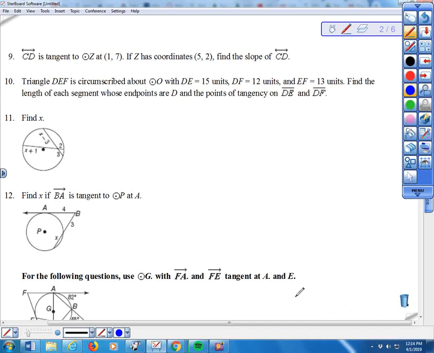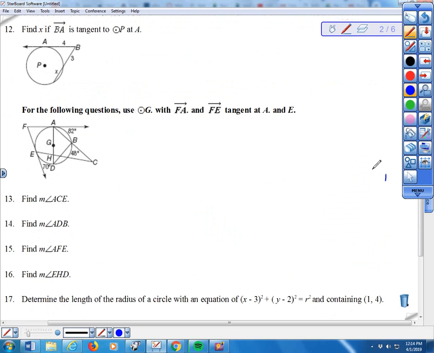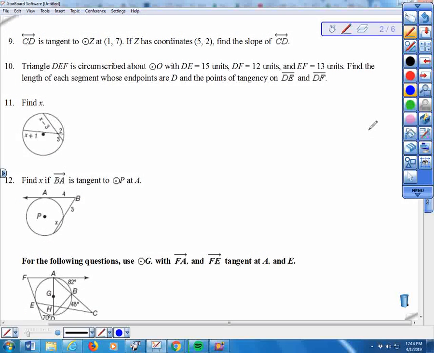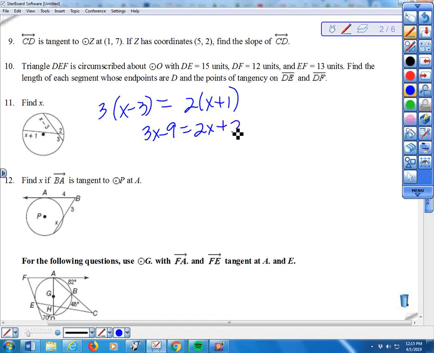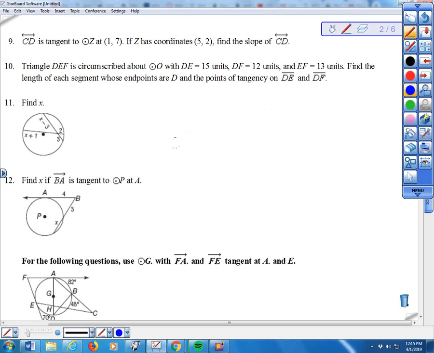Next question. Find x. Well, this is the intersecting chords. So I take x minus 3 times 3 equals 2 times x plus 1. X equals 11.